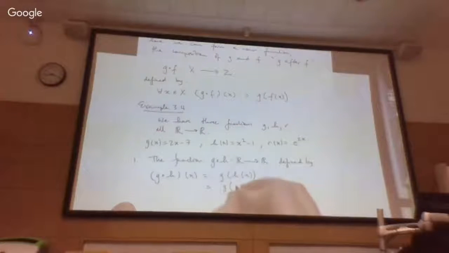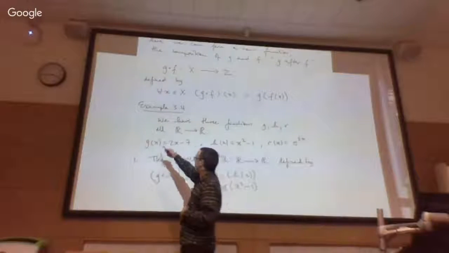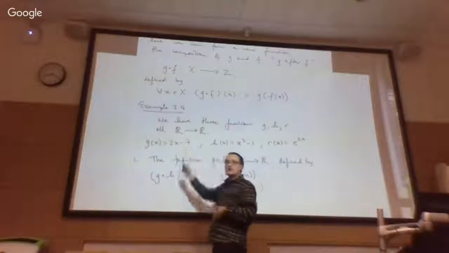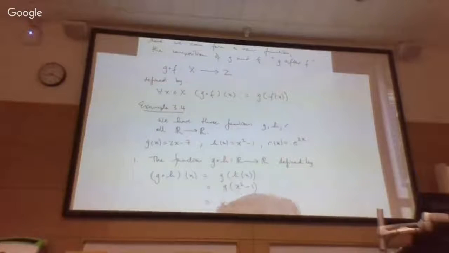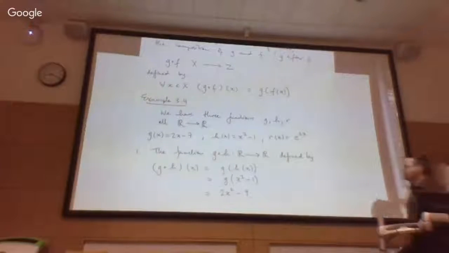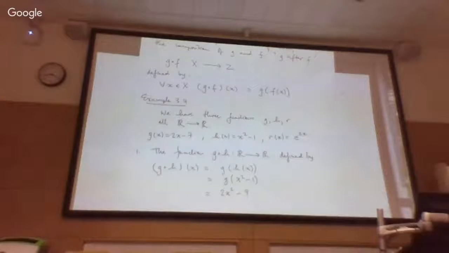h of x, we know what it is. It's x squared minus 1. So we want to apply g to x squared minus 1. You look at what g does to an argument. When you give an argument to g, it doubles it and subtracts 7. So we just do the same thing here. We double this and subtract 7. So we'll have 2x squared minus 9. Because doubling this gives us 2x squared minus 2. You subtract 7, getting minus 9. So this is the formula for g after h.